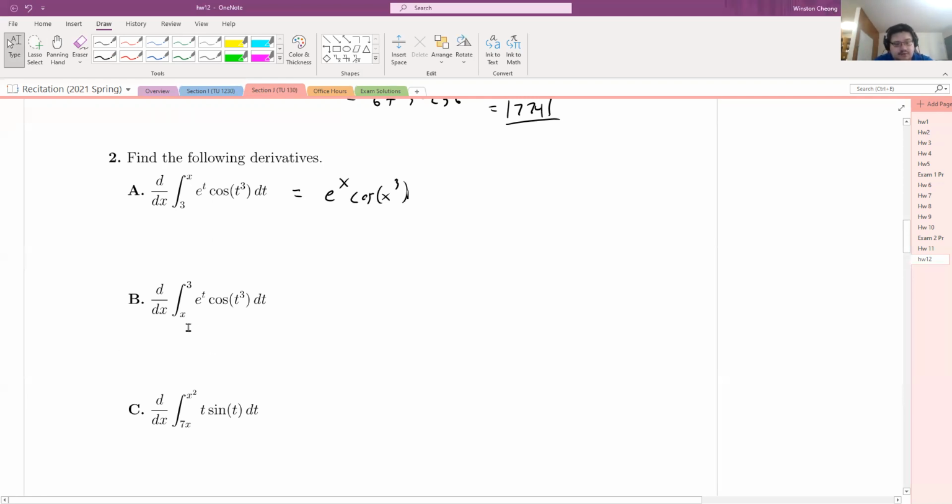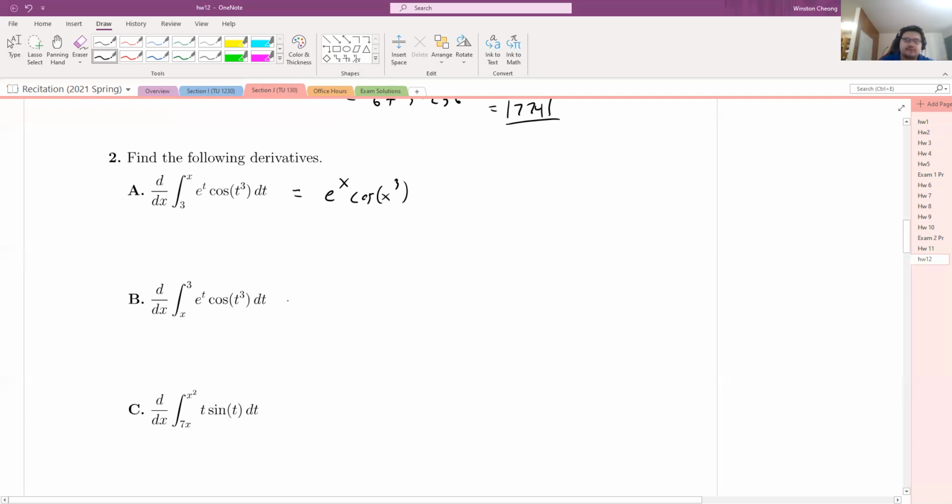For part B, notice that the x is on the bottom. So this doesn't actually fit. This is not the same as what the formula requires. It's important that the variable is on top. So what you want to do is flip the order of the integral, and you know that by flipping the order of the integral, that's going to introduce a negative to the answer.